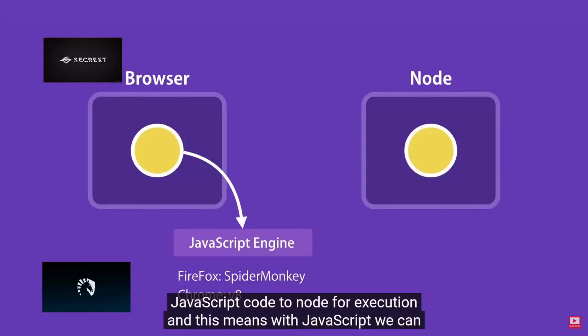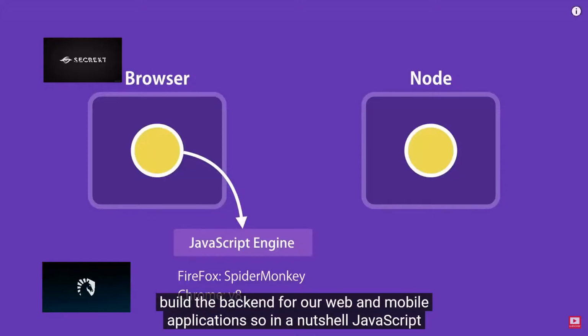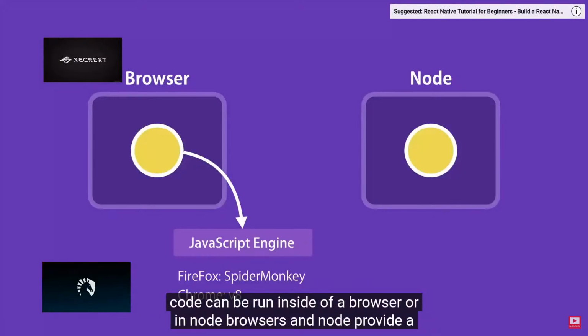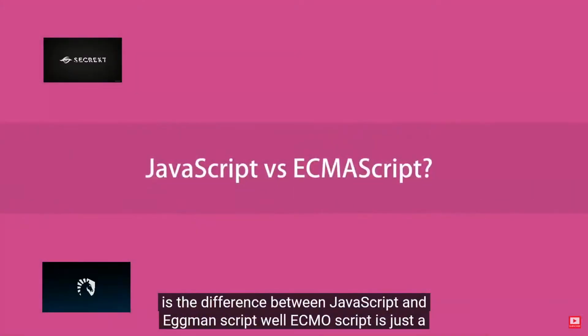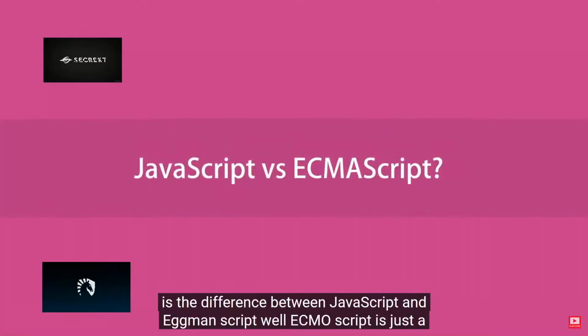And this means with JavaScript, we can build the backend for our web and mobile applications. So in a nutshell, JavaScript code can be run inside of a browser or in Node. Browsers and Node provide a runtime environment for our JavaScript code. And finally, the last question. What is the difference between JavaScript and ECMAScript?